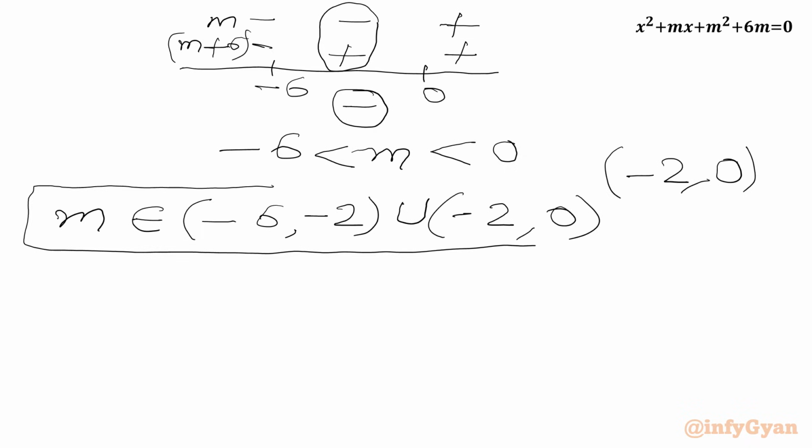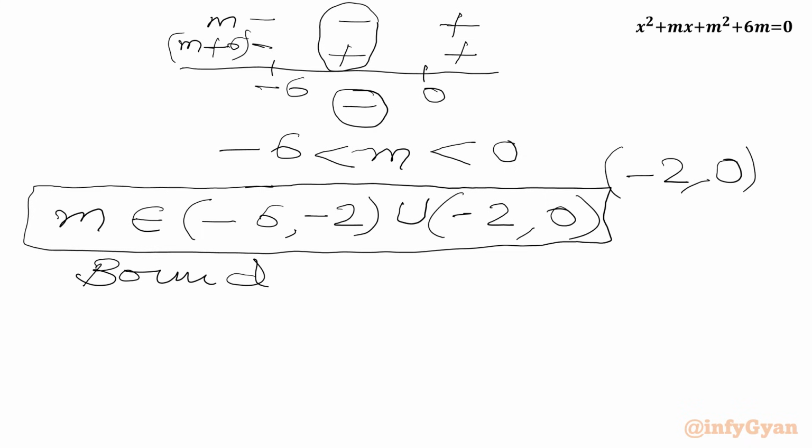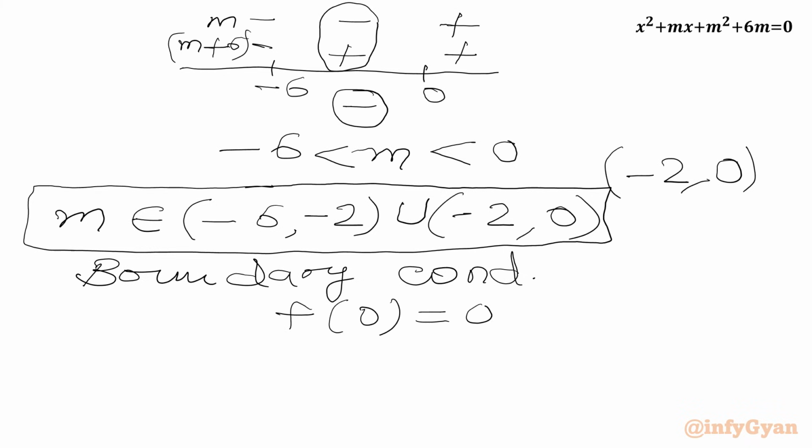Now we are going to check 3 boundary conditions. First condition is f of 0 equal to 0. Second condition is f of -2 equal to 0. And third condition where we will be getting double roots. For double roots, discriminant must be equal to 0.